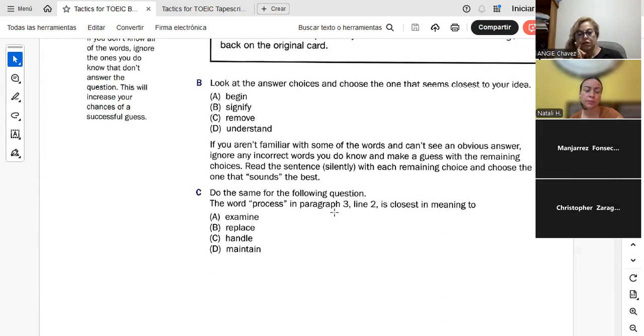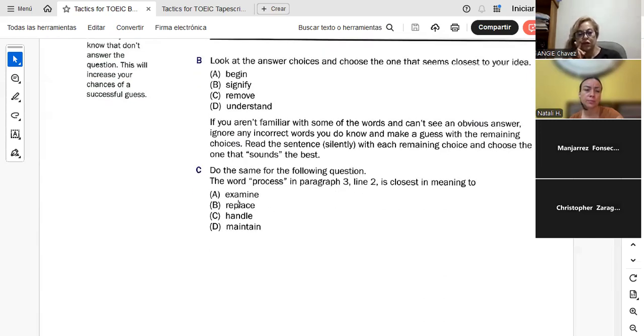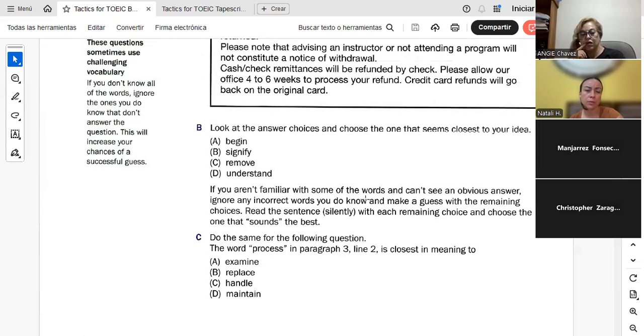Do the same with the following question. The word process in paragraph 3 is closest in meaning to. Okay, we are going to check. In paragraph 3, the word process: "works to process your refund." What is the closest in meaning? Examine, replace, handle, or maintain? Replace.